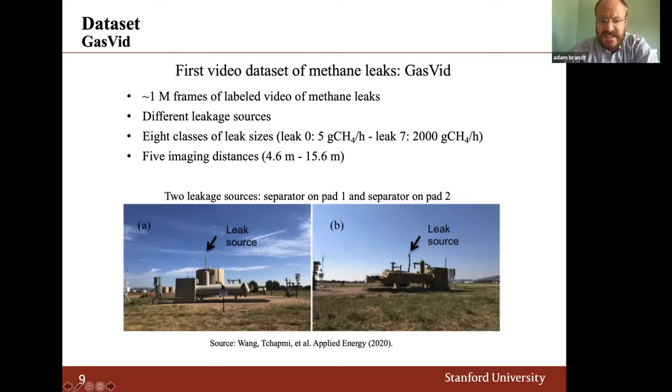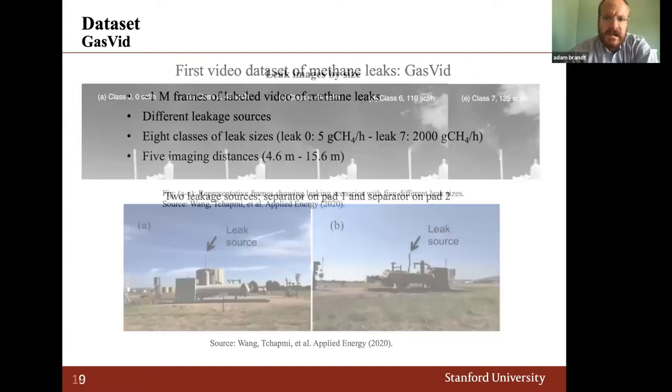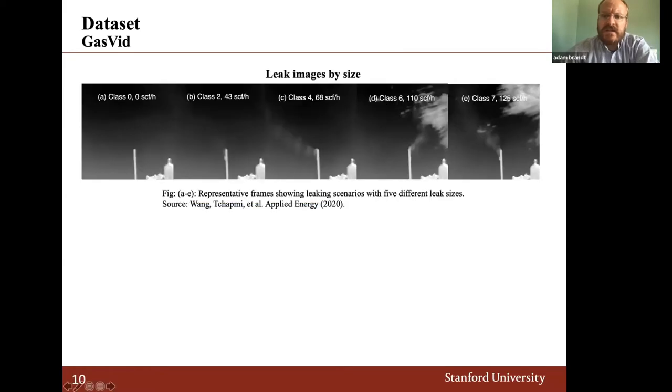This is just an example of two of the sources. We did 4 total sources: 2 separators, 1 wellhead, and 1 tank, and about 1 million frames of video. I can't remember what it came out to be. Here are some examples of what the plumes look like. These are from separators, class 0 to 7. We skipped some in here, but you can see class 6 and 7 are pretty big and visible. Class 0 is no leak.